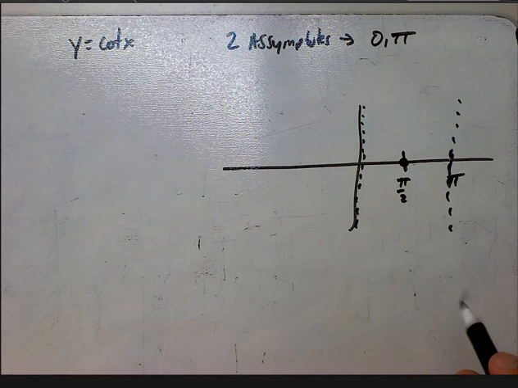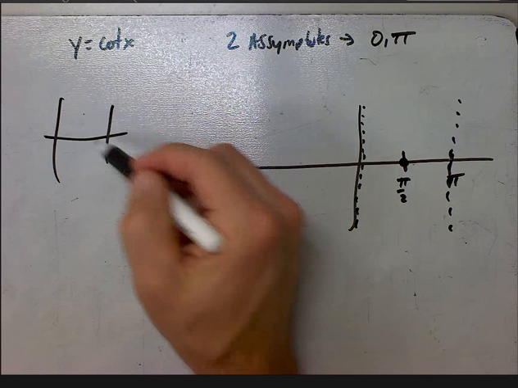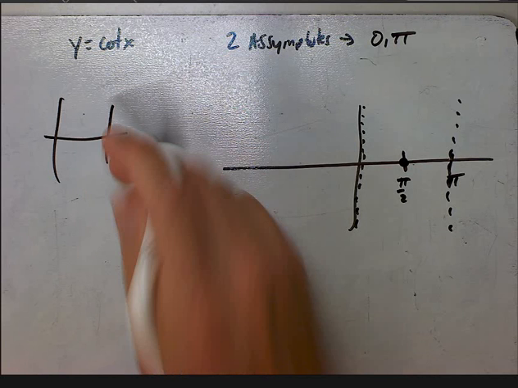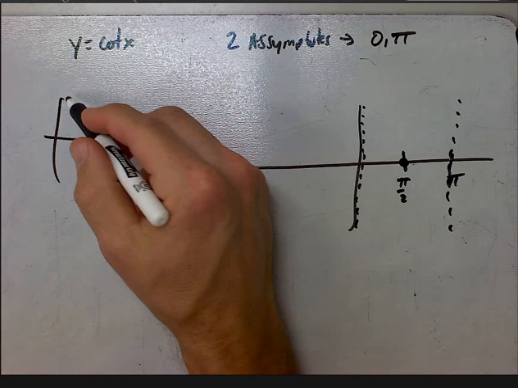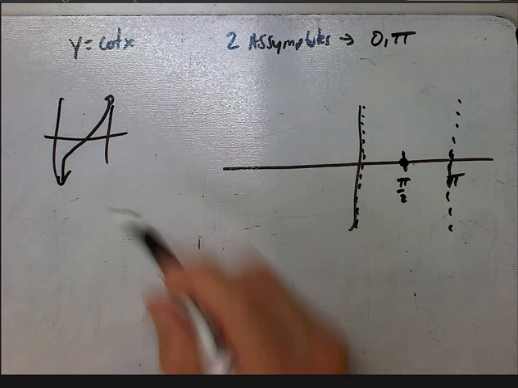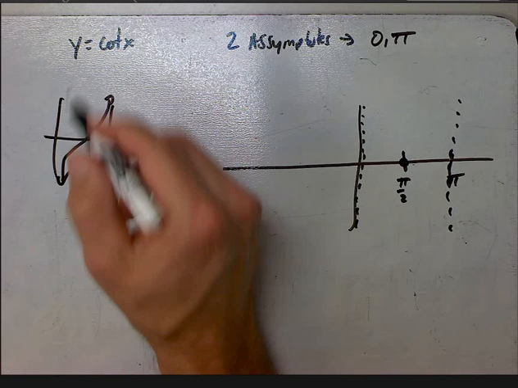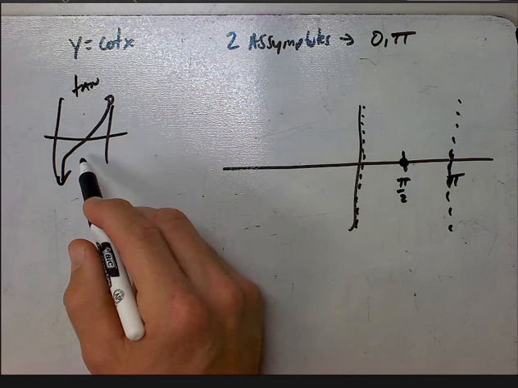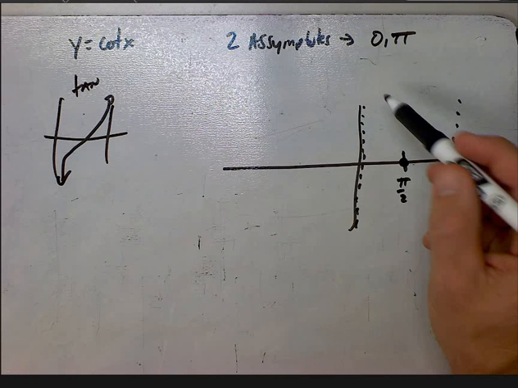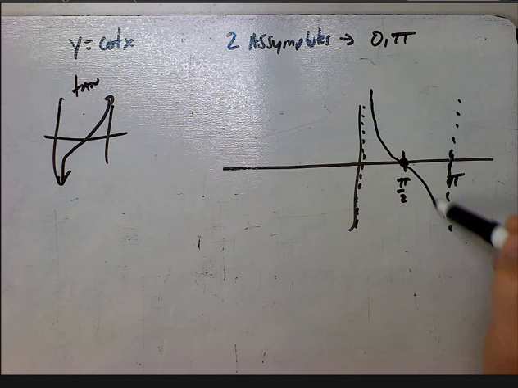Now remember, the tangent graph went something like this between the asymptotes for the regular tangent graph. Well, the cotangent is just the opposite, so it's going to come down just like this for the cotangent of x.